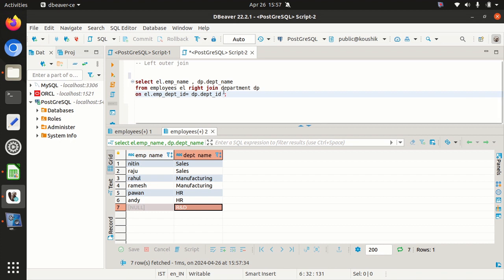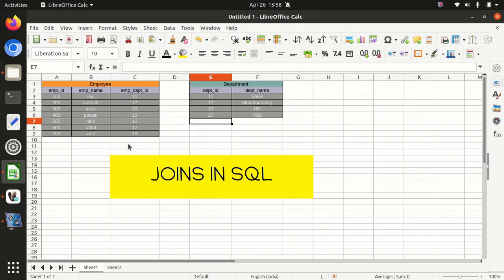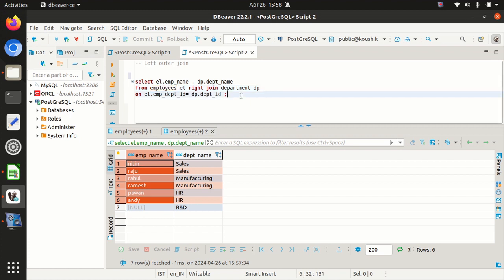That means all the records from the right side of the join, the right table, which is department, are captured, and only the matching records from the left hand side of the join, which is the employee table, are captured. So that is the reason Amit has been filtered out, because Amit's department has no record in the department table.